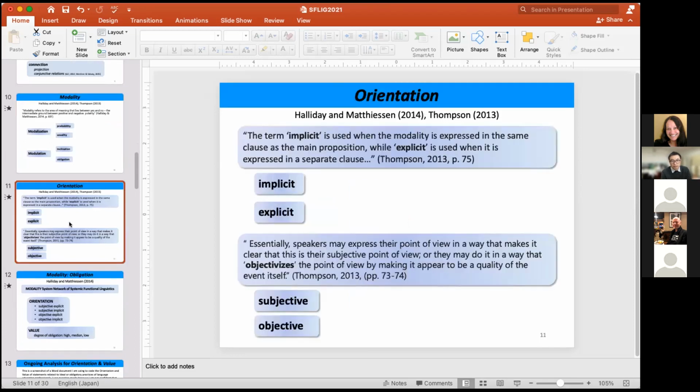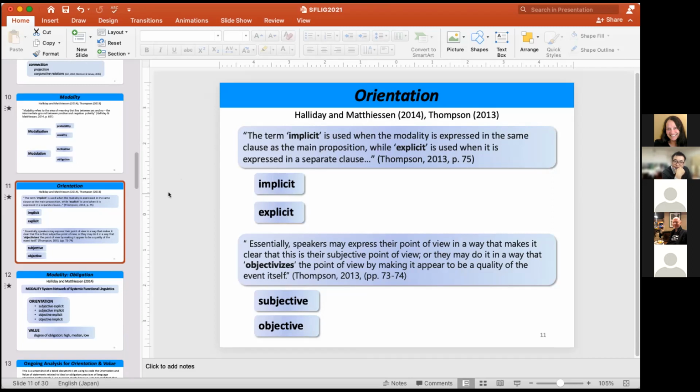And then looking at orientation. To analyze their expressions of obligation, this is what Halliday and Matthiessen and Thompson talked about: implicit or explicit expressions, and subjective and objective. This is something I'm struggling with. I'm new to this, and I still don't understand SFL theory very well, so I keep going over this in Halliday and Thompson.